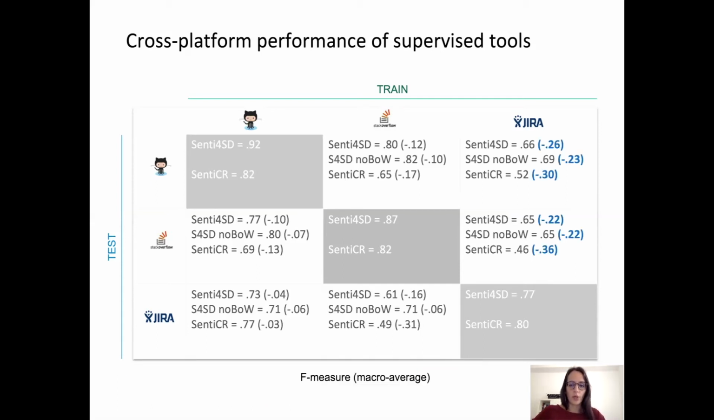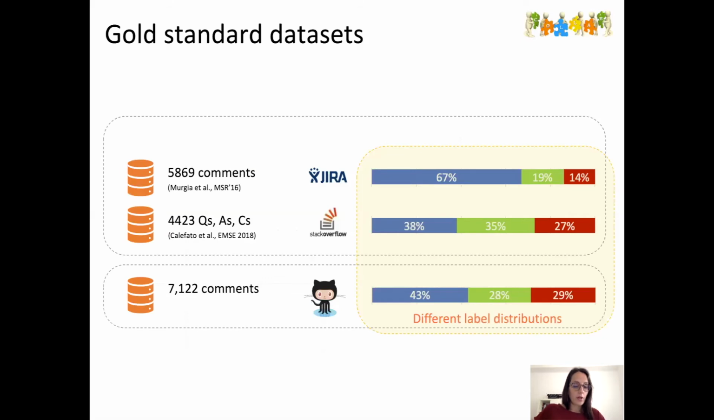So in particular, we observe the highest drop when the Jira dataset is used for training, which probably indicates a higher distance of the Jira gold standard from the other two, which might be potentially explained in several ways. First of all, the lexical distance we were discussing so far, and other causes might be, for example, the difference in the label distribution, which is, for example, in the training set where 67% of data are neutral, so it is very likely to observe a bias toward this majority class.